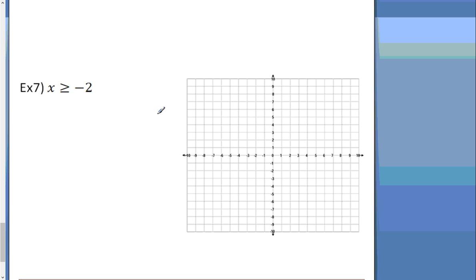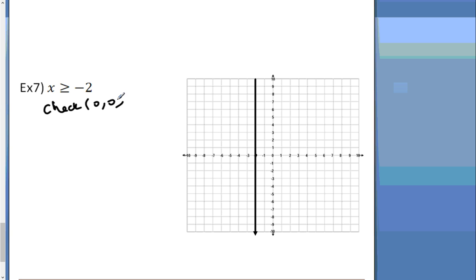On this problem, since y equals a number is horizontal lines, x equals a number is vertical lines. So you go to x equals -2, and you're going to make a vertical line, right? Open or closed dot? Well, it's equal to, so that means closed dot. So there's going to be a closed dot like this. Then what do I have to do? Well, I have to check it. What am I going to check? Well, 0, 0 if I can.